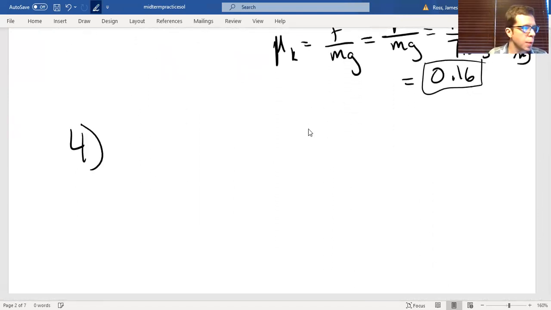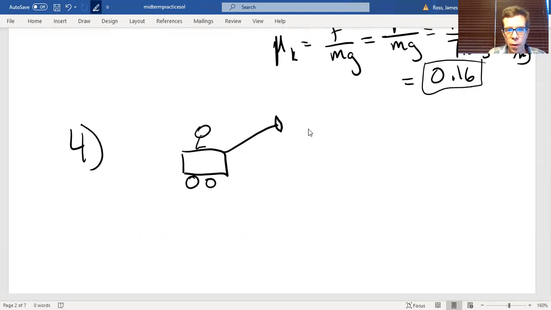Number 4. A small child pulls a teddy bear in a wagon. Here's our wagon with a teddy bear in it.